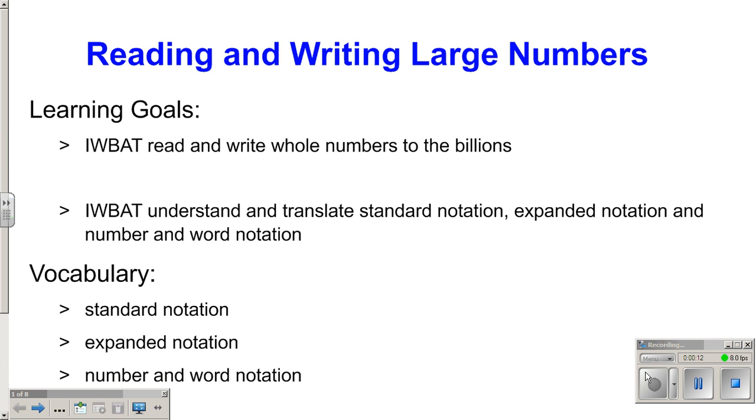The first thing I'd like you to do is make sure you have your Cornell note page, and when I'm finished reading these, you're going to pause the video and write down the learning goals. The two learning goals for today are: I will be able to read and write whole numbers to the billions, and I will be able to understand and translate standard notation, expanded notation, and number and word notation. Take a second to pause and write those two learning goals down.